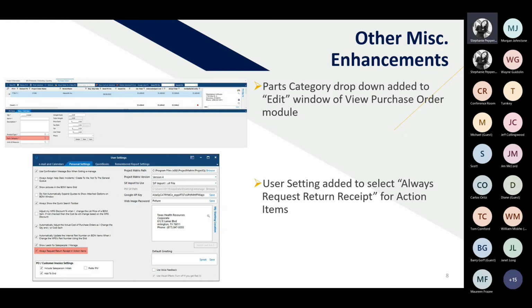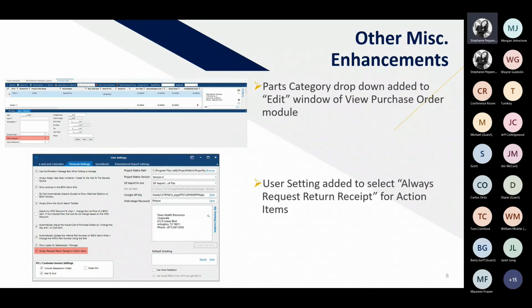Lastly, we added a user setting for always request return receipt for action items. So if you're a non-salesperson, most of you should already be aware, if you're a salesperson, you're typically going to be set up to receive alerts automatically when action items are completed or rejected. But if you're not a salesperson and you're someone who submits action items on the regular, you can actually tell the system now that I always want to get an alert back.